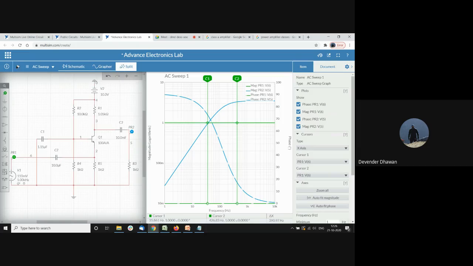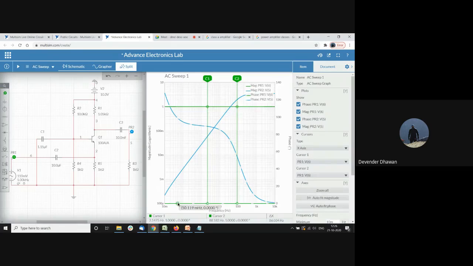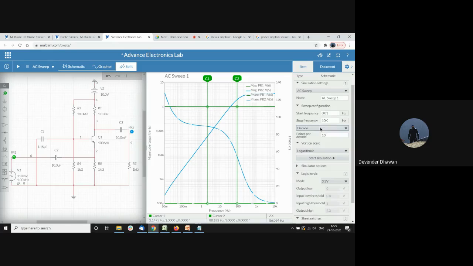So let me run it now. You can see I started from 10 milli and went up to 10k. So all these options are here. Then this also you can check.